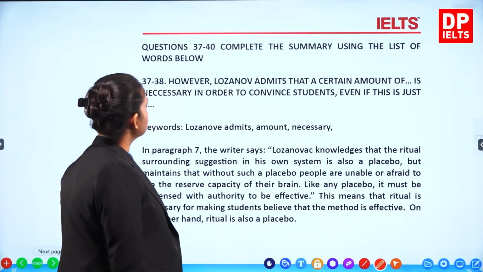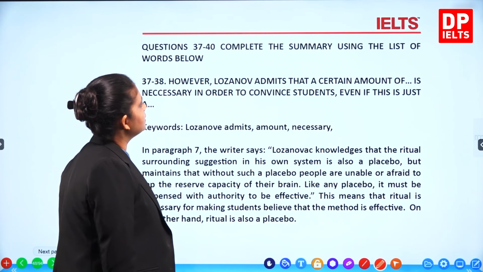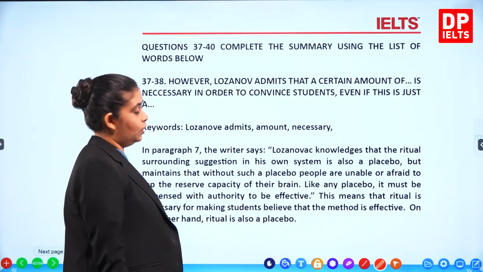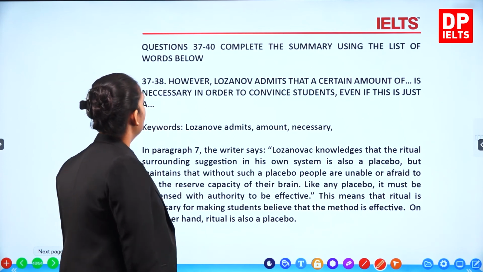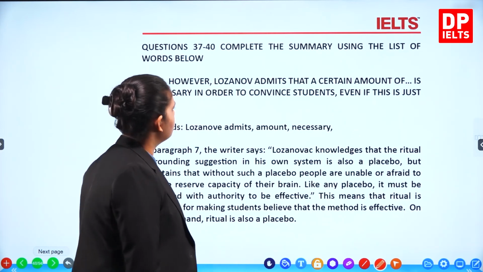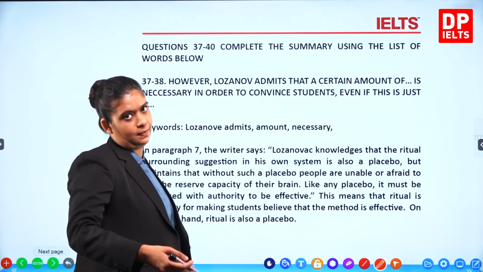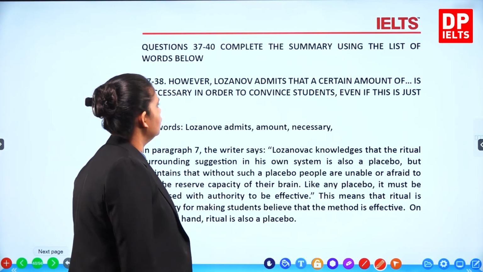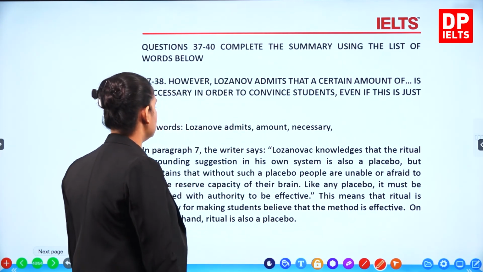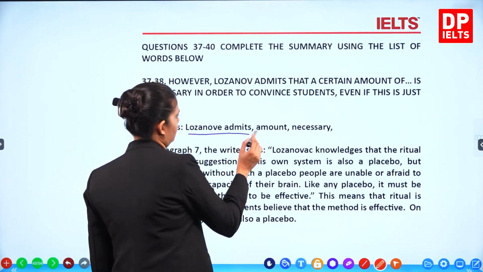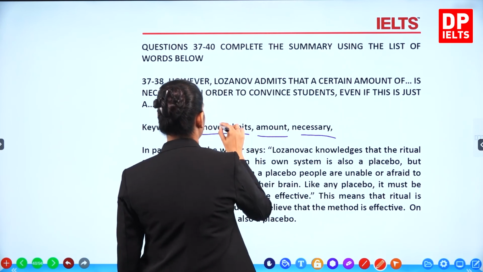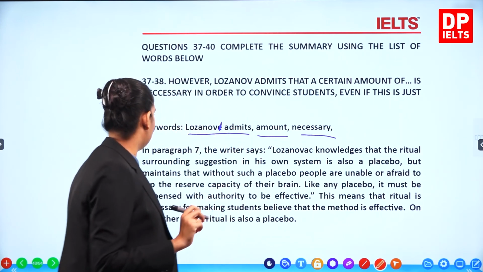Right, 37 to 40, complete the summary using the list of words below. Right, so you have the words below there. However, Lozanov admits that a certain amount of ... is necessary in order to convince students of this. So, Lozanov admits amount necessary. I'm just going to cut the E here. We don't need the E, right?